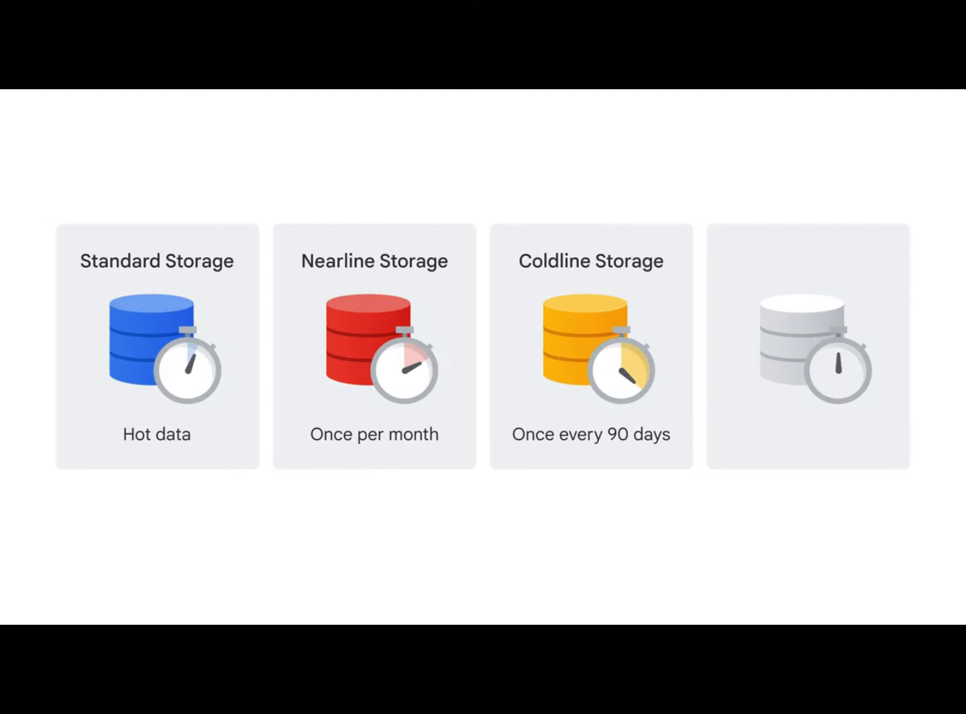The third storage class is coldline storage. This is also a low-cost option for storing infrequently accessed data. However, as compared to nearline storage, coldline storage is meant for reading or modifying data at most once every 90 days. And the fourth storage class is archive storage. This is the lowest cost option, used ideally for data archiving, online backup, and disaster recovery. It's the best choice for data that you plan to access less than once a year, because it has higher costs for data access and operations and a 365-day minimum storage duration.